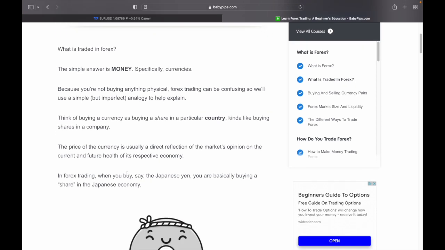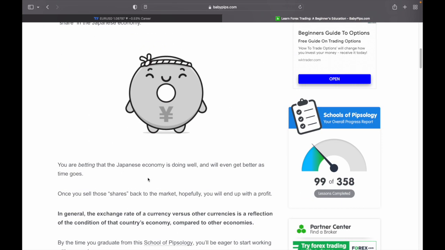The price of the currency is usually a direct reflection of the market's opinion on the currency and the future health of its respective economy. In Forex trading, when you buy, say, the Japanese yen, you're basically buying a share in the Japanese economy. You're betting the Japanese economy is doing well and will get even better as time goes on. Once you sell those shares back into the market, hopefully you will end up with a profit.